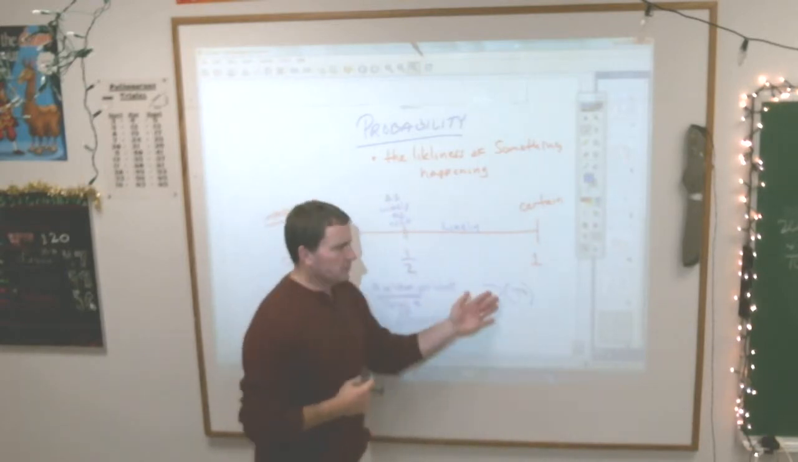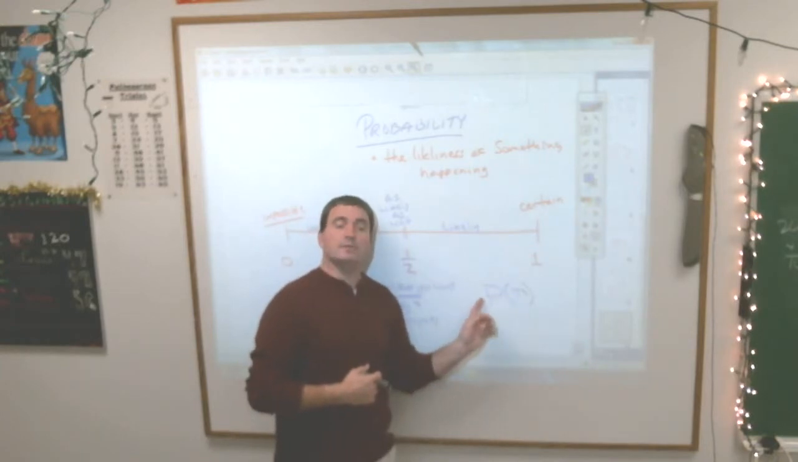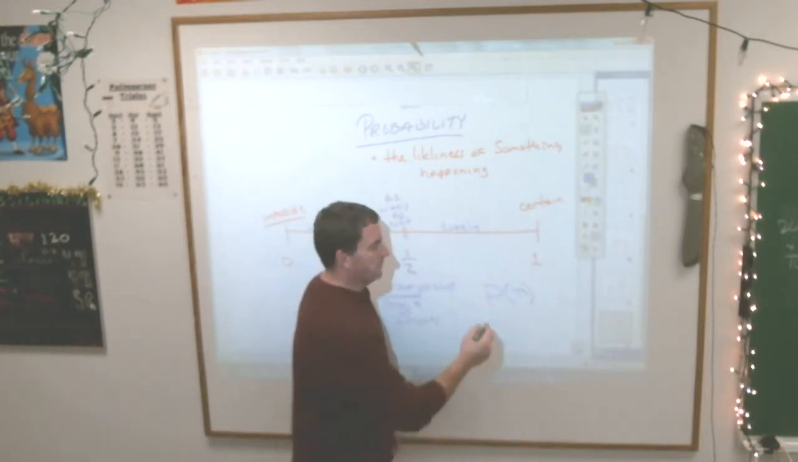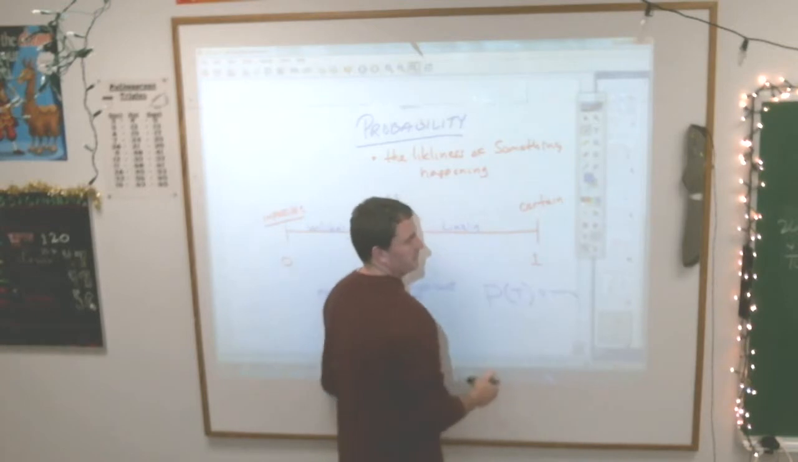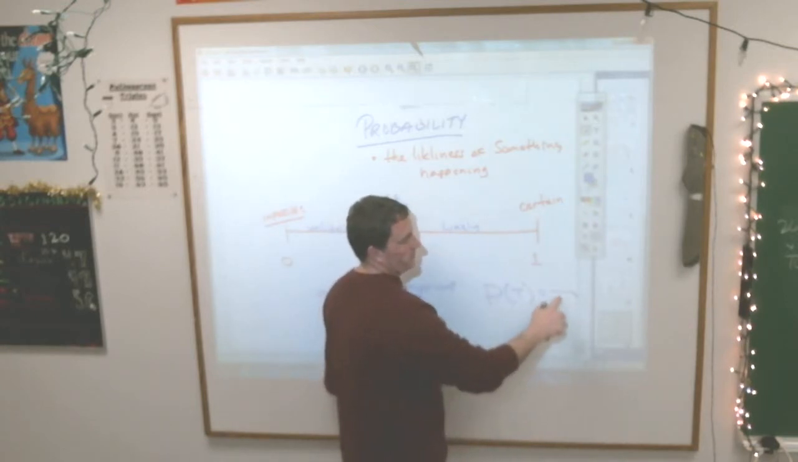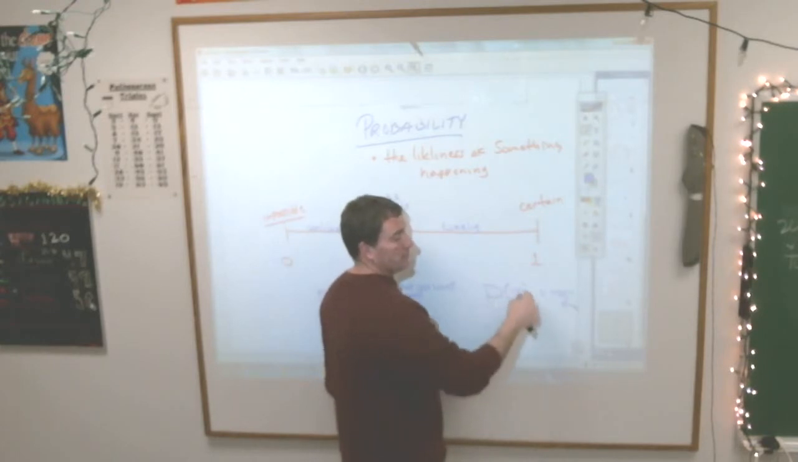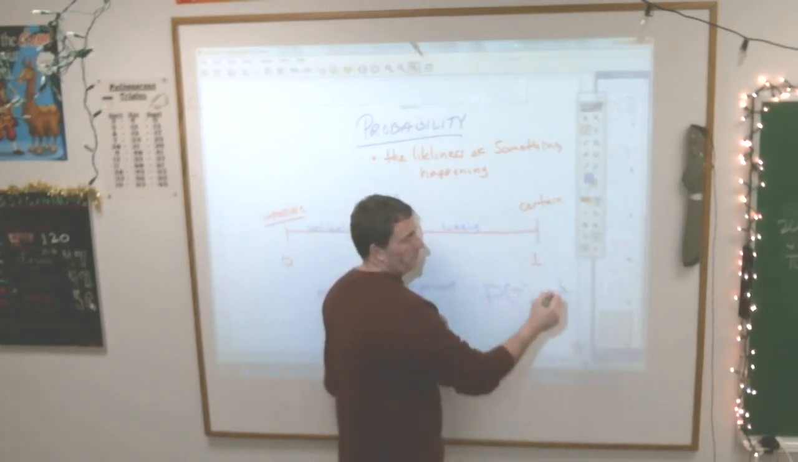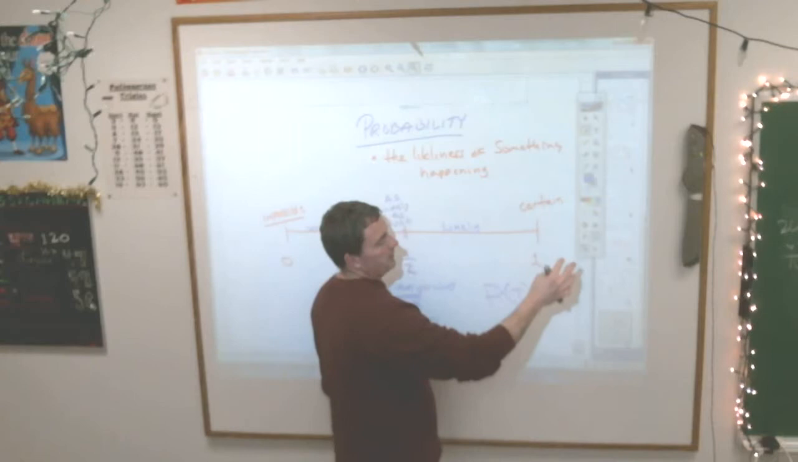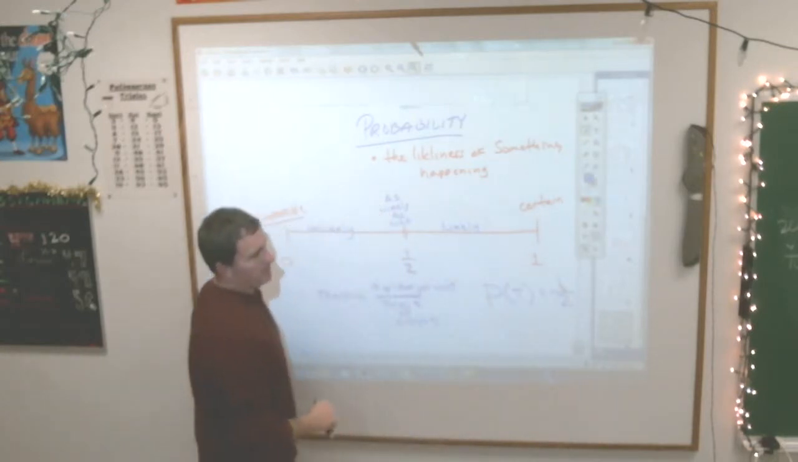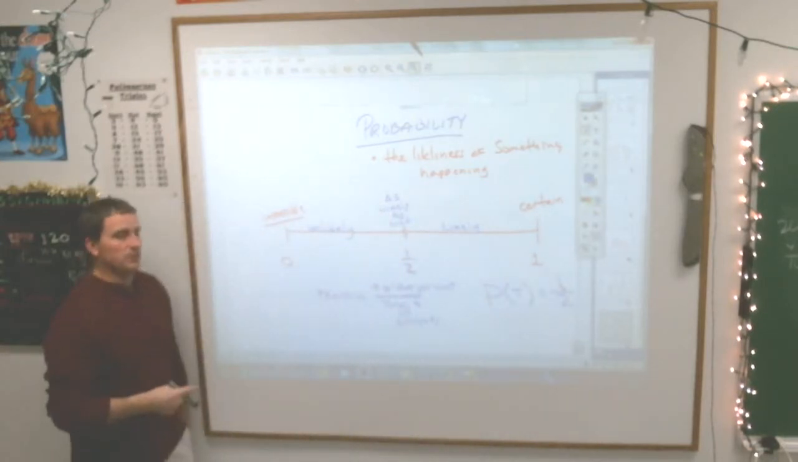So with just those little things here, you can say that the probability of flipping a tail is, well, how many different choices do you have? Again, there's a head or a tail, so there's two choices. How many of those choices is a tail? One. So the probability of flipping a tail is 1/2, which means 1 out of 2 times you should get a tail.